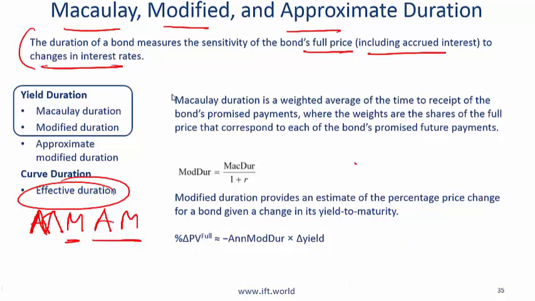Now let's go through the definitions. The first one is Macaulay duration, and this is the original definition of duration, named after the gentleman who came up with this definition, Macaulay. Macaulay duration is a weighted average of the time to receipt of the bond's promised payments, where the weights are the shares of the full price that correspond to each of the bond's promised future payments. So in other words, this is a weighted average of how long it takes to recover all your payments.